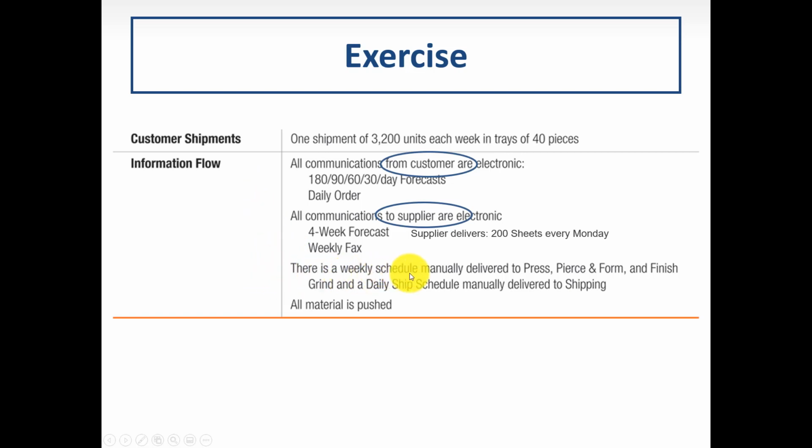There is a weekly schedule manually delivered to press, pierce and form, and finish grind. So these are areas on the shop floor in which production control is sending orders indicating what needs to be produced and when. And these orders are sent manually. Once again, this is relevant information for building the value stream map.